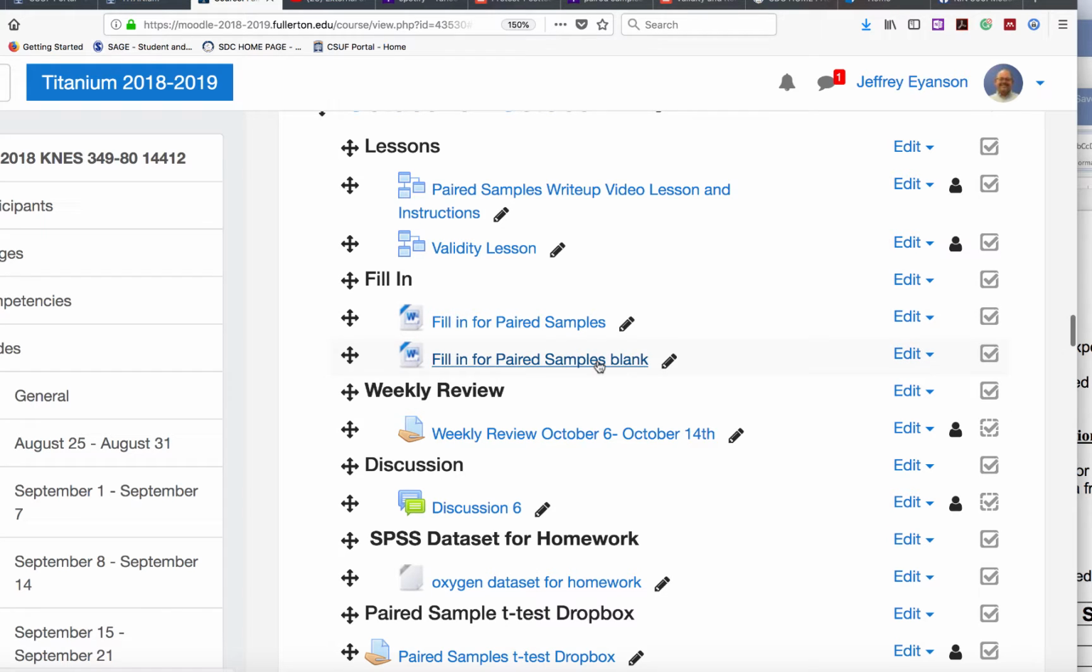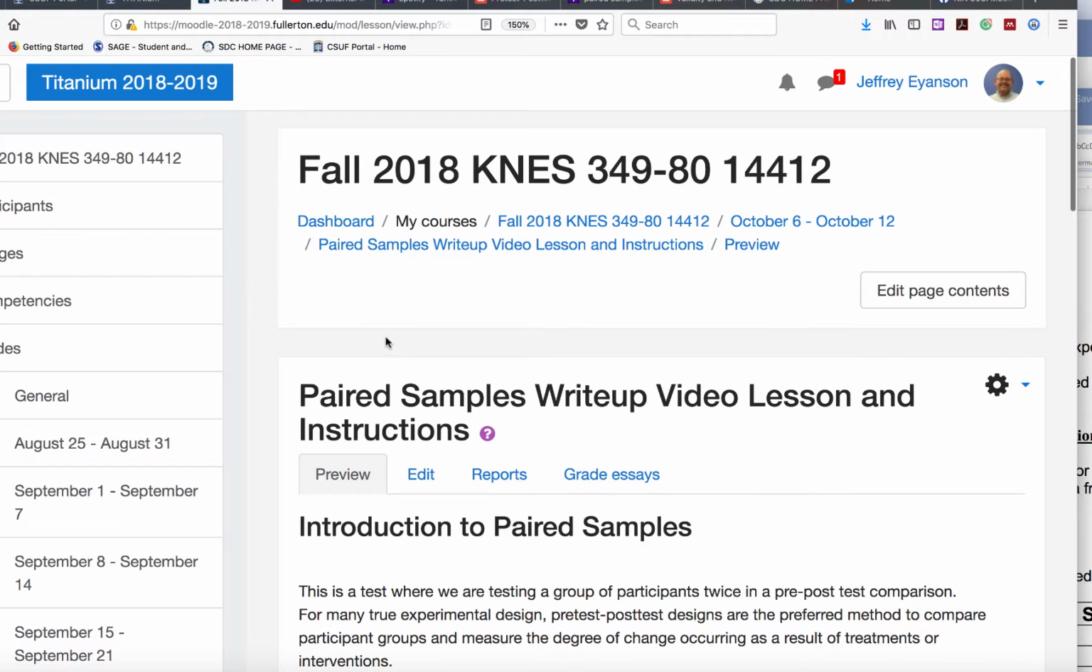Download both of these. One of these is a blank fill in to prepare your paired sample t test write up. Here is a completed one. It's called the filled in for paired samples. And then you have your paired samples write up video lesson and instructions.